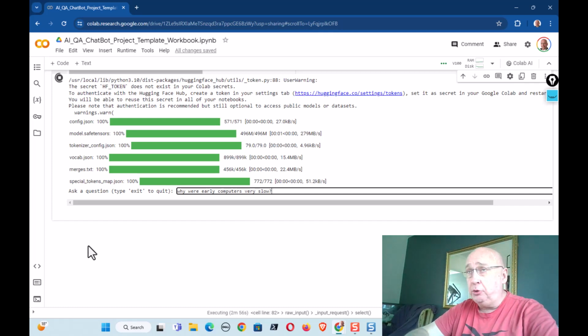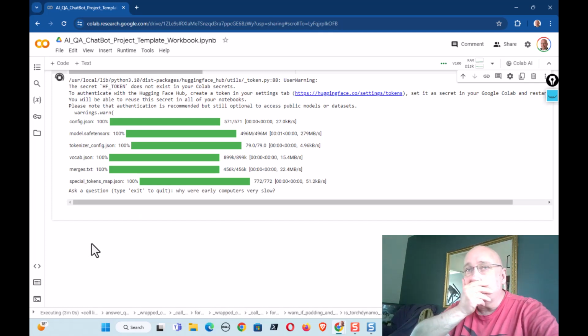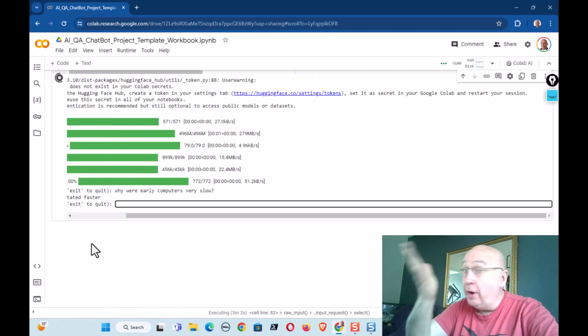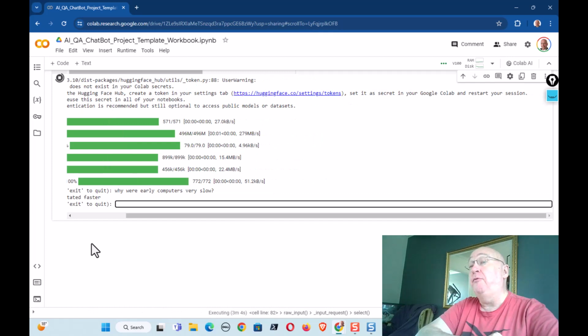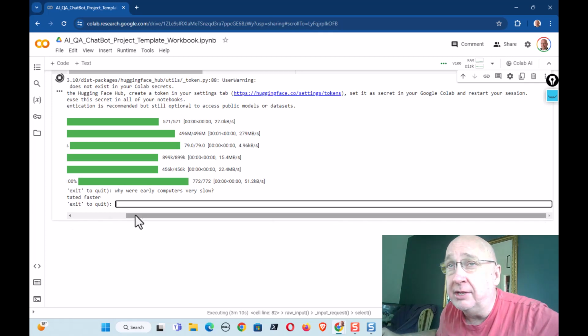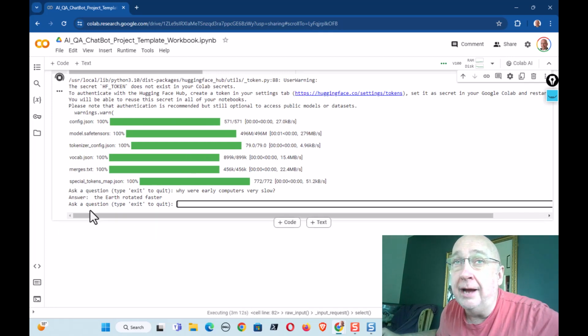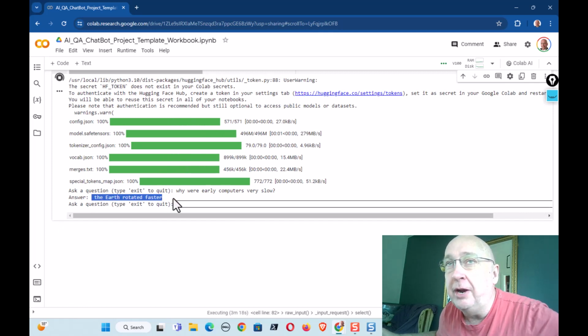Why were early computers very slow? Press the Enter key. Actually, that's very fast. Before in the class, remember, it took about 2 minutes. Now in the Hardware Accelerator, it's happening virtually instantaneously. The Earth rotated faster, which was nonsense. So the second thing I put in there, it didn't even mention the issue of electricity.